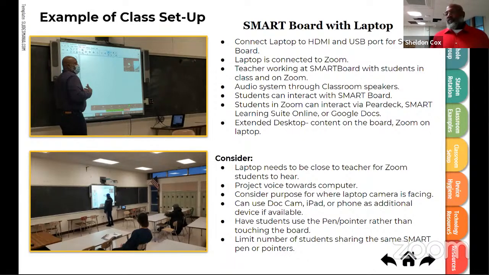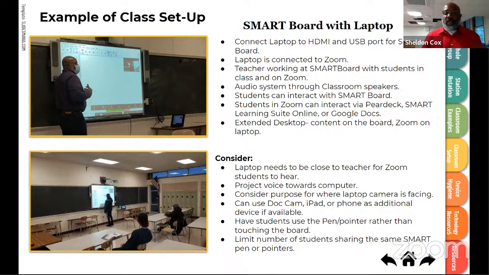If you can, have the kids interact with your lesson. It'll make the lesson more engaging for the students who are physically in your classroom. However, you could use tools such as Pear Deck or Smart Suite Online to have kids engage in the lesson virtually, even though they're not physically in the classroom.